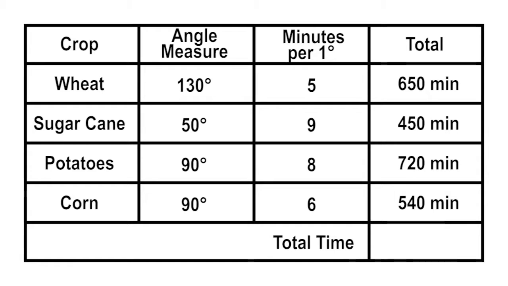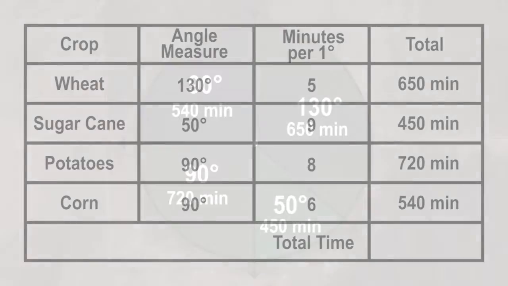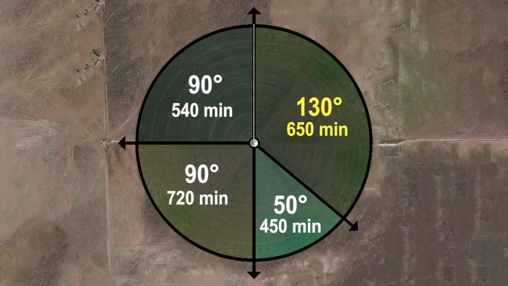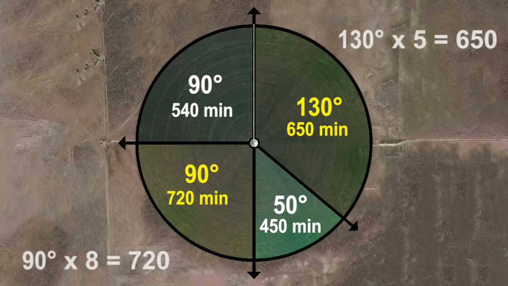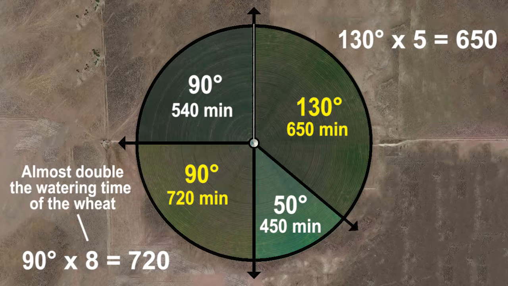Let's look at our work to justify our answers. We first notice that although the wheat has the greatest measure of 130 degrees, it is a smaller amount of time than the potatoes. Does that make sense? The wheat is multiplied by 5 minutes while the potatoes are multiplied by 8 minutes. 5 is close to 4, so the amount of time is almost doubled for the potatoes. So yes, it does make sense for the potatoes to take more time for watering.